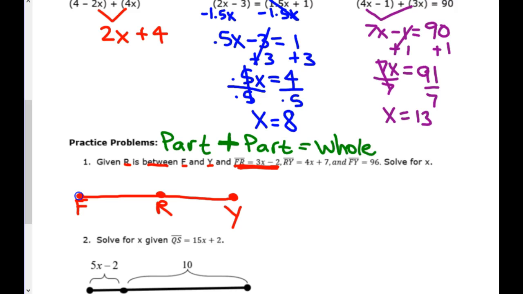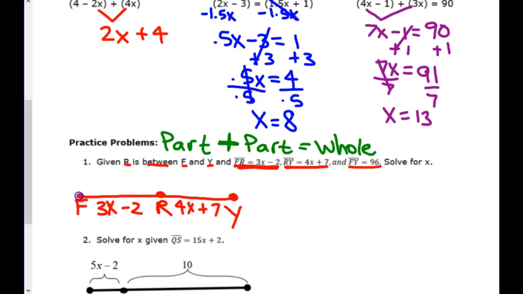Right. So let's label it 3x minus 2. Between F and R, we have 3x minus 2. That's the part. Okay? Now, the next part is RY. Do I know that? I do. 4x plus 7. And so we got FR, RY, and then the whole thing is FY. And it tells us FY is 96.